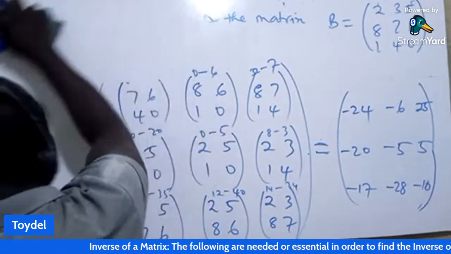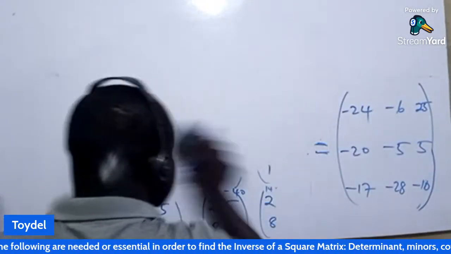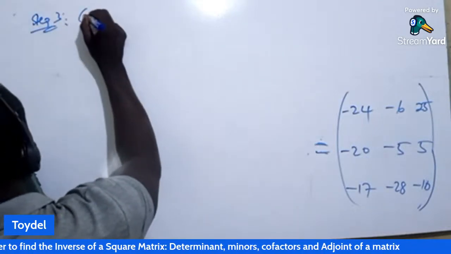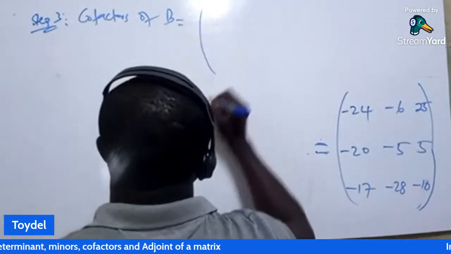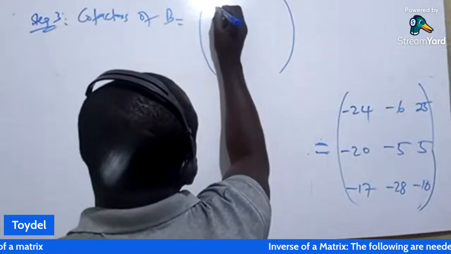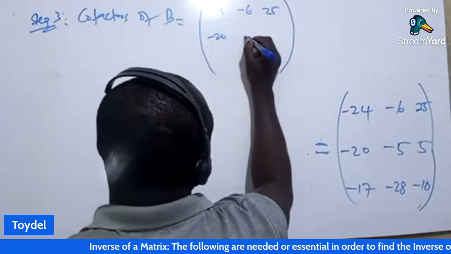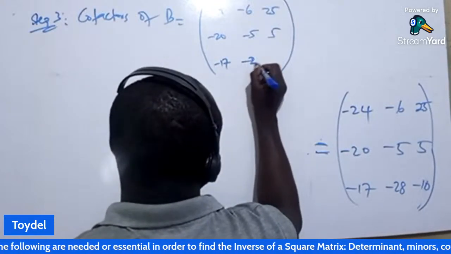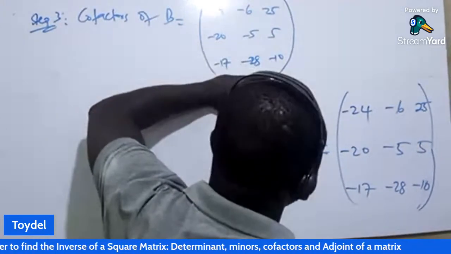So we move to the third step. The third step is to find the cofactors of B. Step 3. We want to find the cofactors of B. So the cofactor of B simply means the minors of B: minus 24, minus 6, 25; minus 20, minus 5, 5; minus 17, minus 28, minus 10. So this is the minors of B.